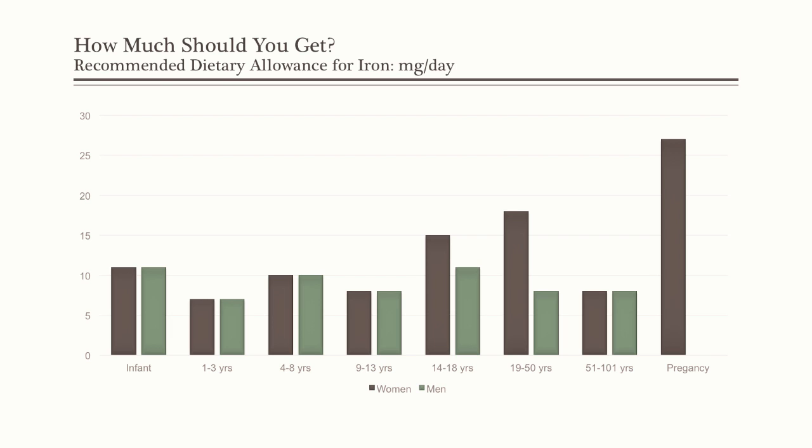If you aren't pregnant, most of us would fall in the category of 19 to 51 years of age, which would mean that females need about 18 milligrams of iron per day and males would need about 8 milligrams of iron. If you don't get the required amount of iron daily, you may end up developing an iron deficiency.